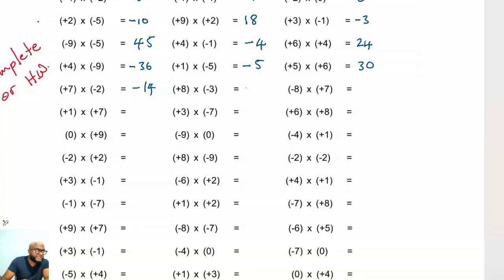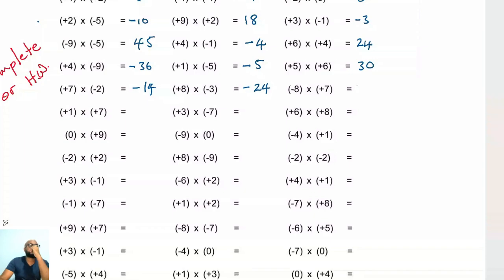Yes, sir. What's the answer for the next one? Positive 8 times negative 3 is negative 24. Right. Because a positive multiplied by a negative is a negative. Beautiful. Next one.